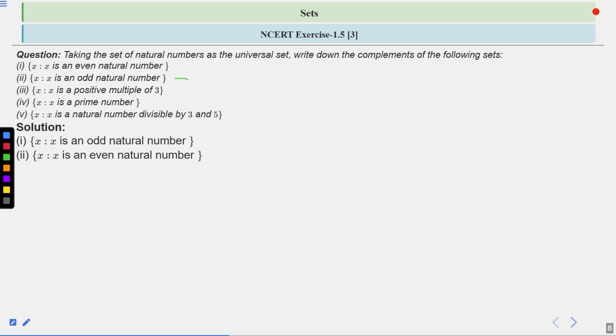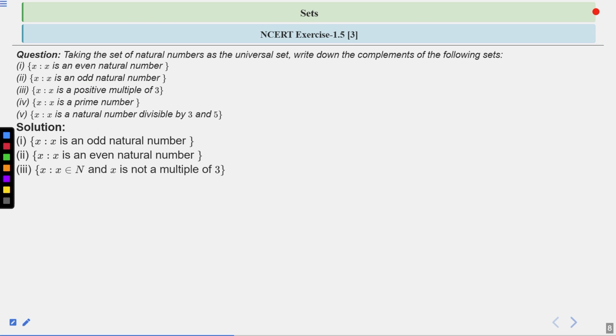Now for second, here you have been provided with a collection of all odd natural numbers. If you eliminate all odd natural numbers from the set of naturals, you only left with even natural numbers. So in second, the complement will be the collection of all even natural numbers. So far so good.